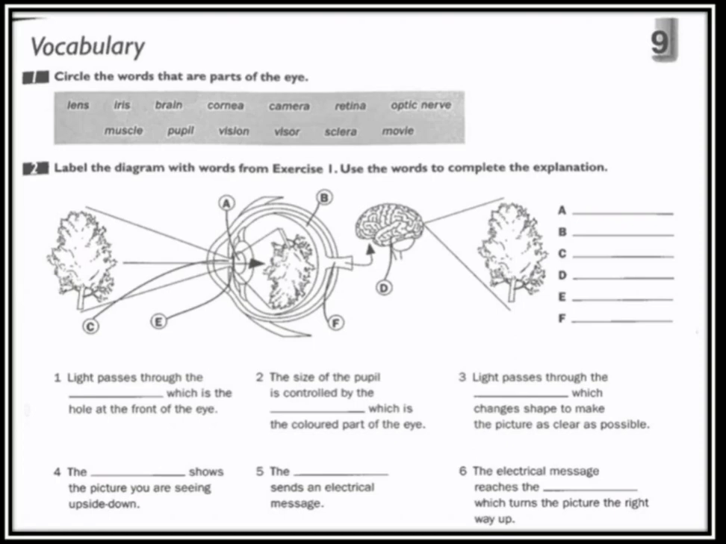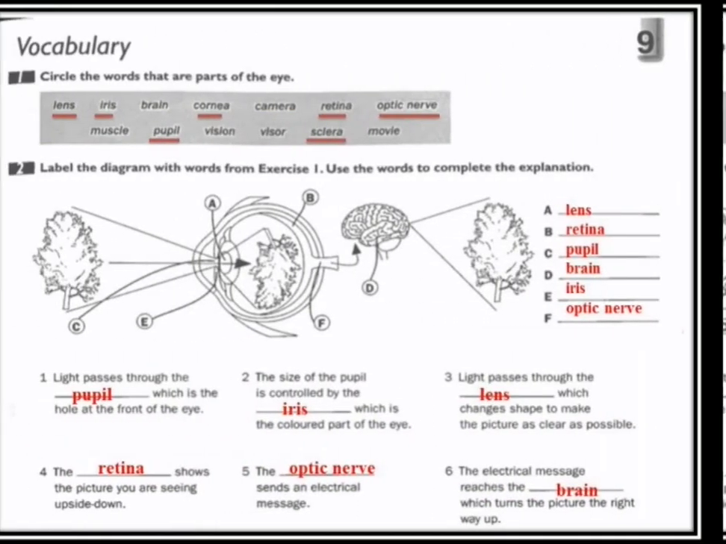Now number 4. The retina shows the picture you are seeing upside down. 5. The optic nerve sends an electrical message. 6. The electrical message reaches the brain, which turns the picture the right way up. Now, my dear students, write down the answers on your book.